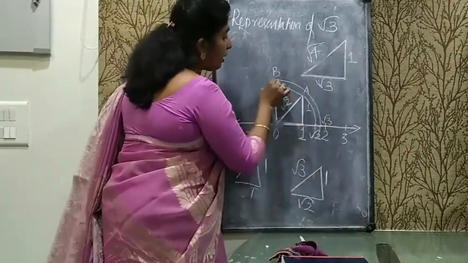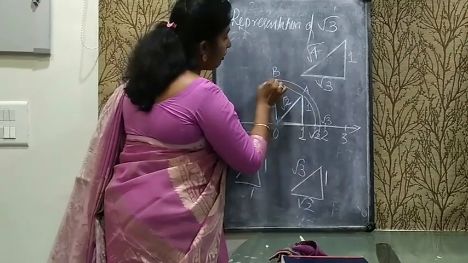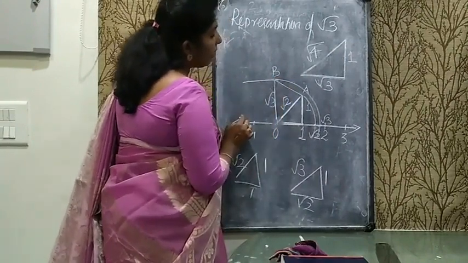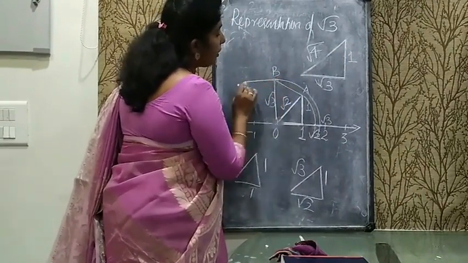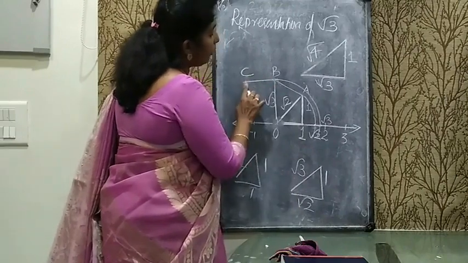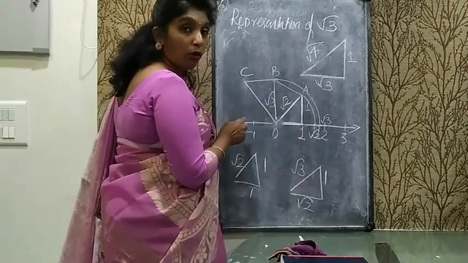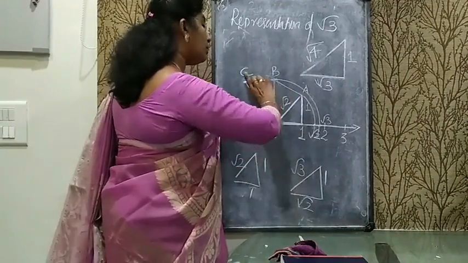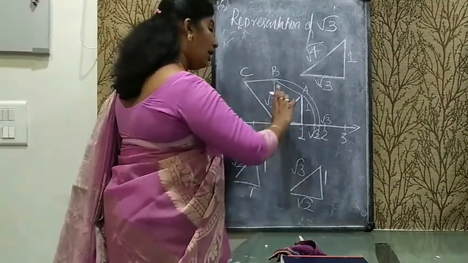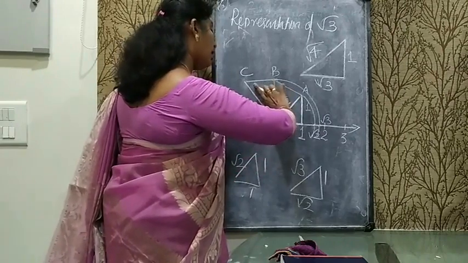Now again we have to draw one perpendicular. Now what we have to do? 1 unit perpendicular we have to draw. Then mark that point as C and then join with the O. Then from O to C distance you need to take in your compass and keep at O and mark an arc.